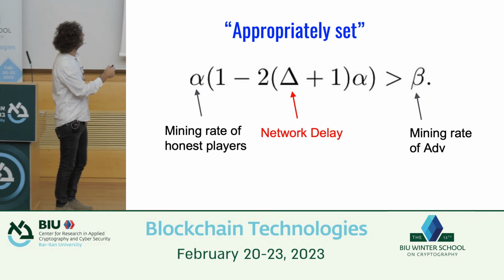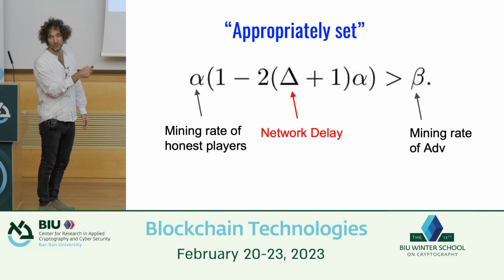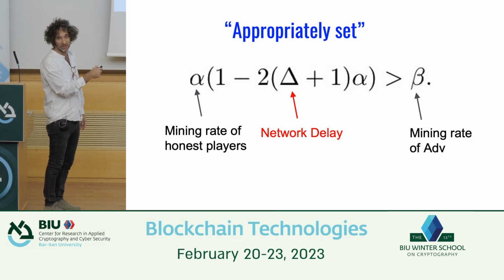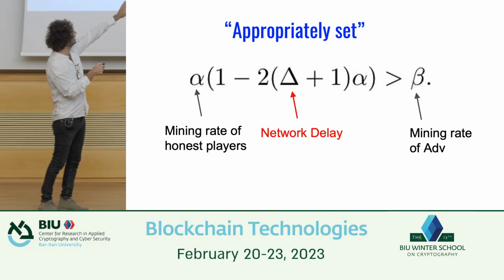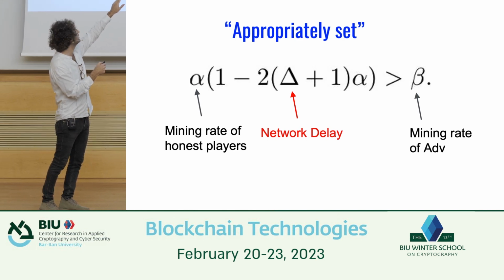We have to say that alpha multiplied by something is greater than beta. And this something is smaller than 1. So what is this expression? This expression is a function of the network delay. Okay? Network delay multiplied by alpha. So if I didn't have this alpha here, it would deteriorate a lot with network delay. But this delta gets multiplied by alpha.